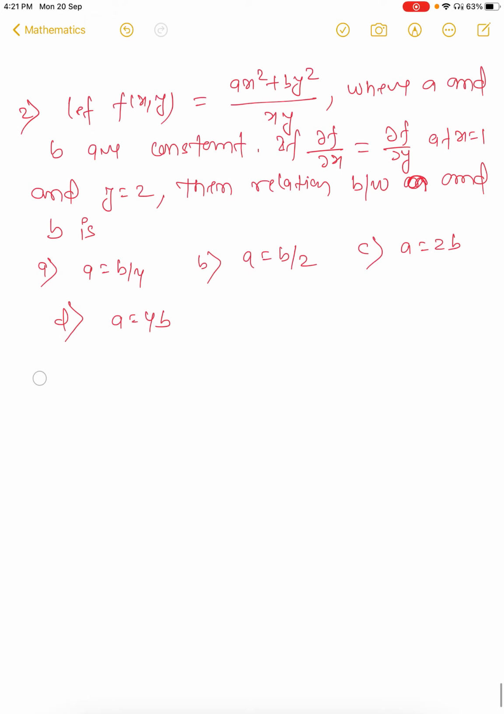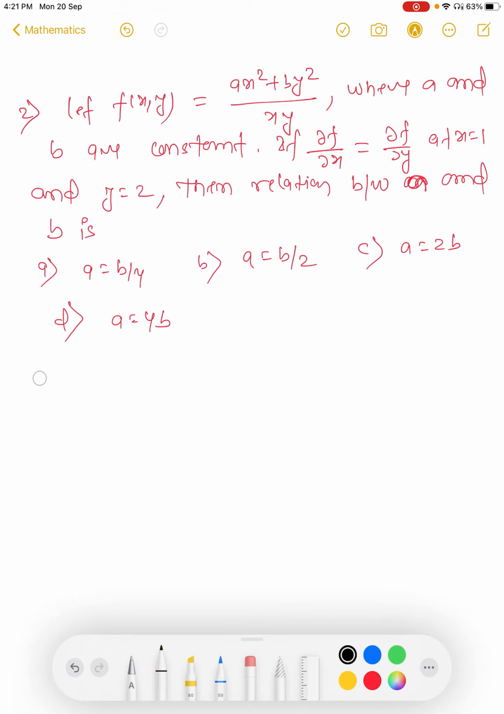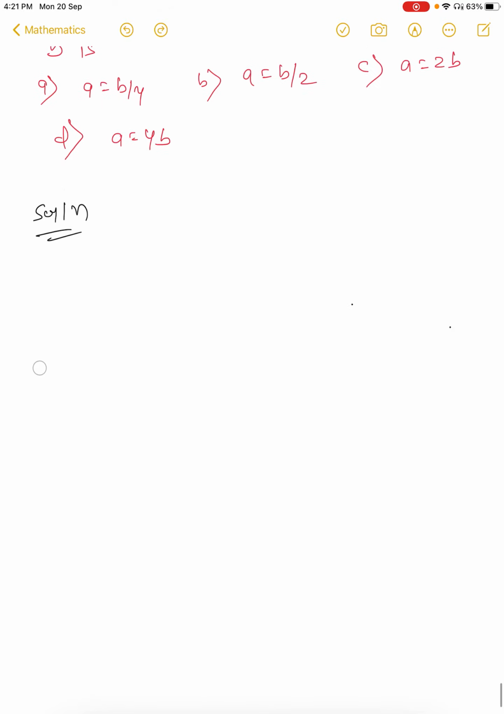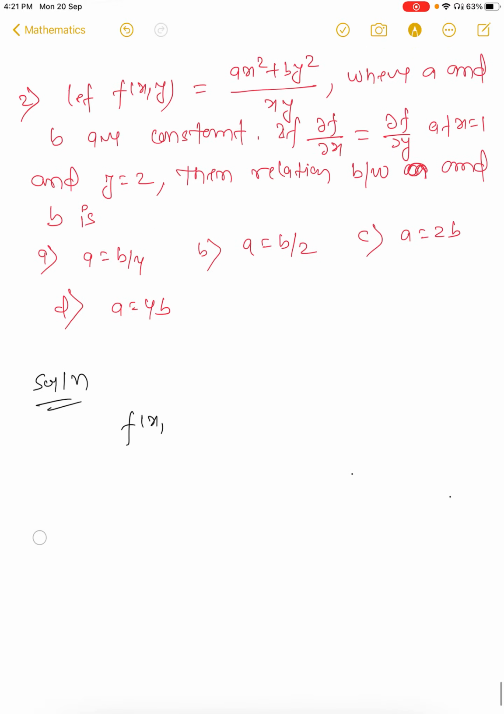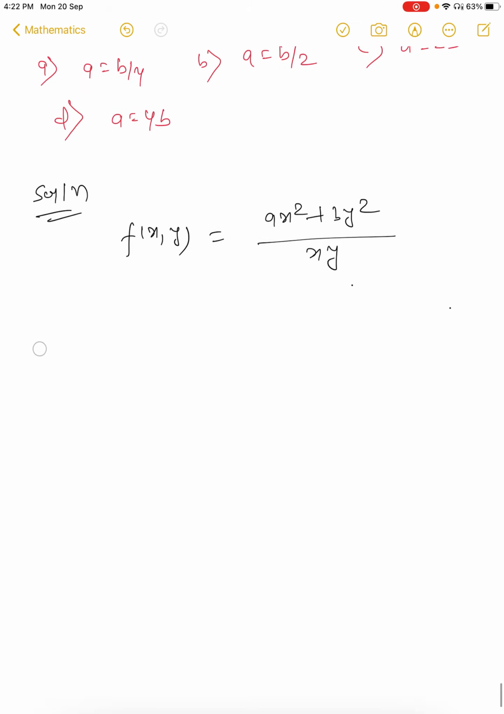Okay, so now let's start the solution. Now f(x,y) is given as (ax² + by²)/(xy). So first we have to find ∂f/∂x. So ∂f/∂x is in u by v form.